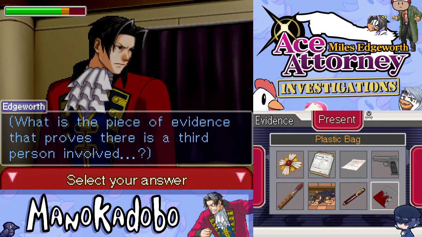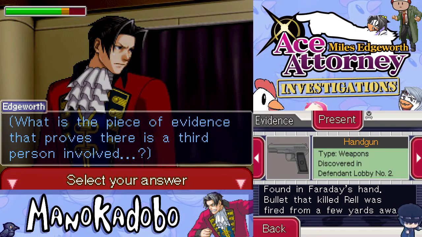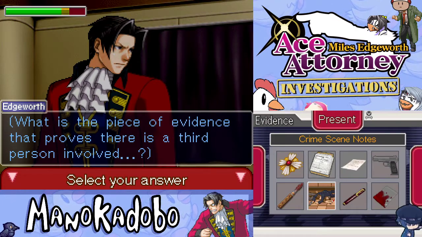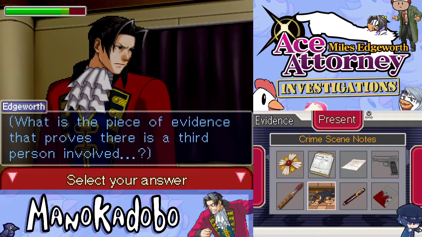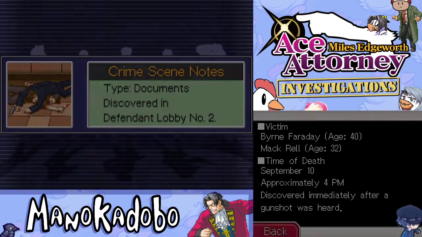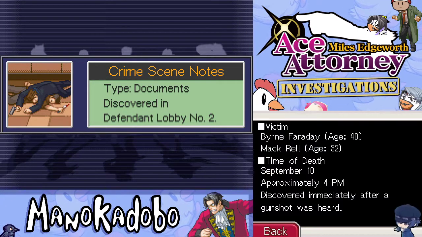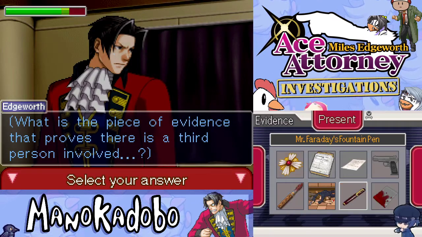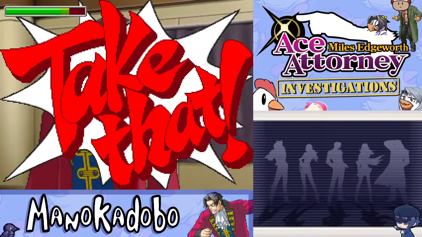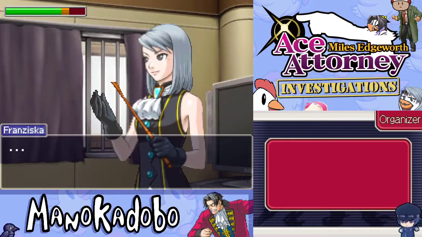What piece of evidence proves there was another person? The fact that the gun was in the wrong hand, I believe? It's probably the pen. It's the only thing that proves his handedness. I guess, maybe? Let's see, does this say it was in his right hand? It shows that it's in his right hand. Alright, let's just try the pen and see if it leads us down the rabbit hole. Nope! This is that very evidence!